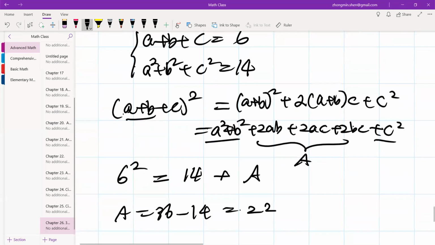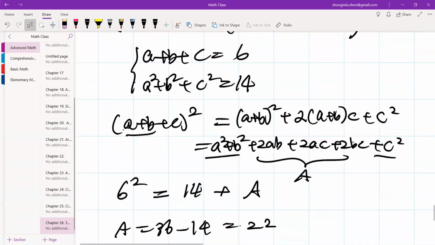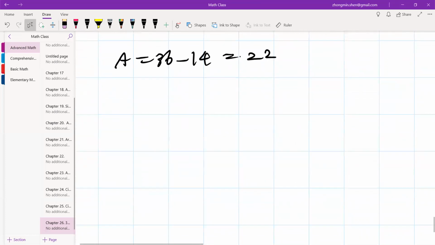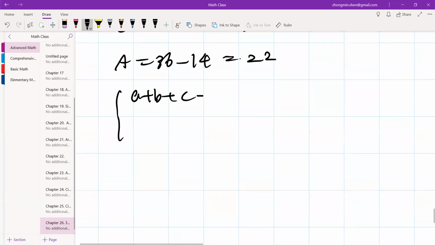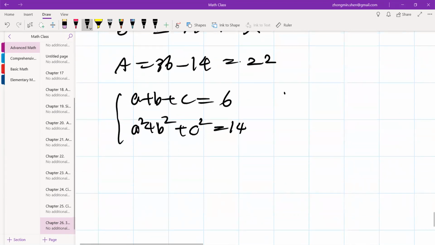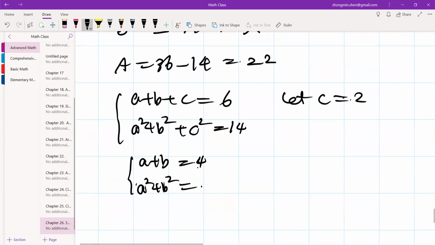Now, is there any way, I just say, you can find the special solutions? You still can find it. Let's look at this problem, okay? If you don't know the above formula, that is A plus B plus C equals 6, A squared plus B squared plus C squared equals 14, right? So you can let C be 2, okay? If C is 2, then A plus B equals 4, A squared plus B squared equals 10. Now you only have 2 variables.